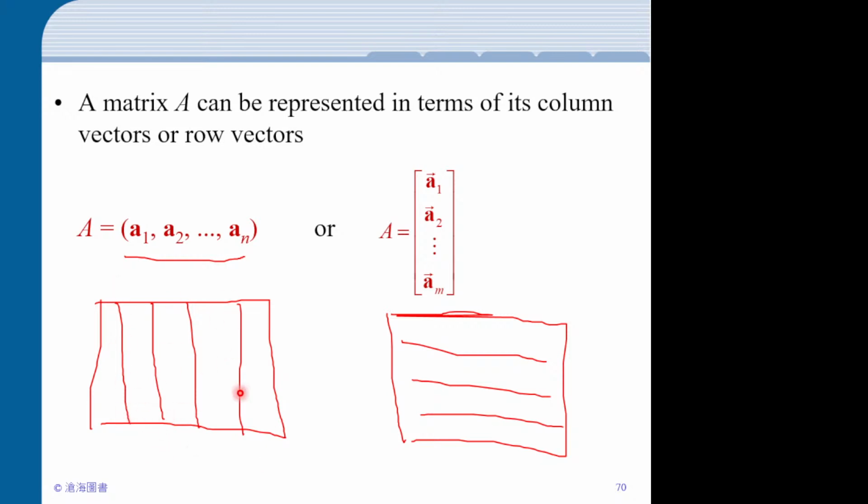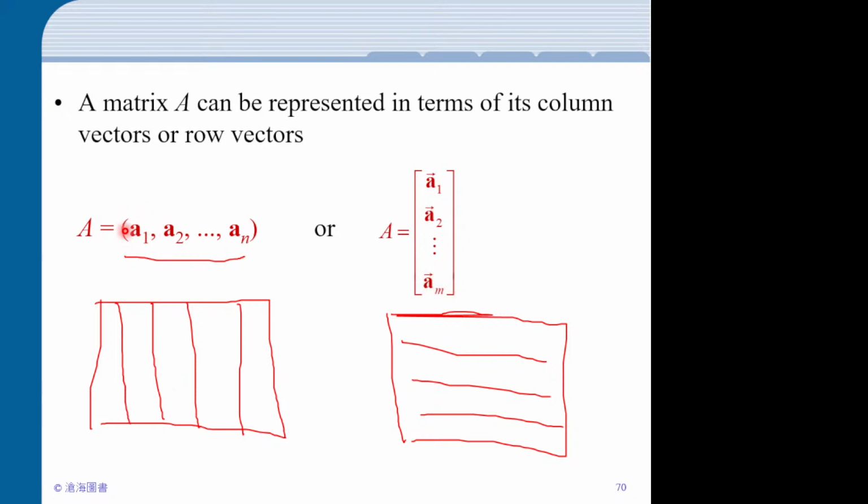Then you can cut your block into those strips, and then each strip will be a column vector. So you can think of your matrix as a whole bunch of column vectors listed together. Or you can also think of your matrix as a whole bunch of row vectors listed together. Here we have a little more notation, so we say this is A1 vector, A2 vector to AN vector, or this A1 row vector, A2 row vector to AN row vector.